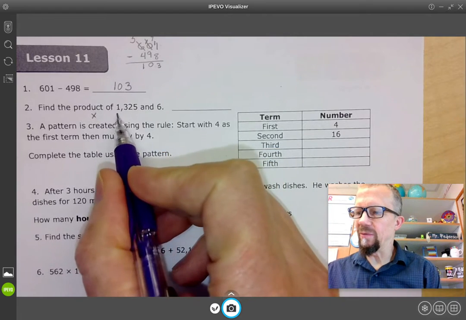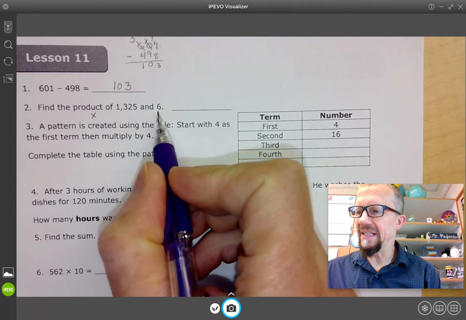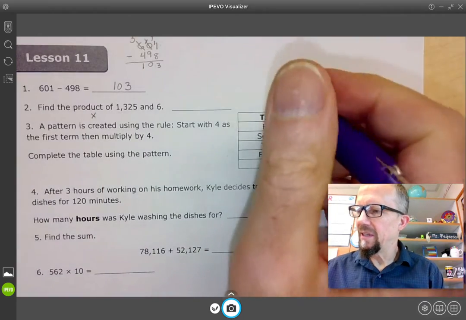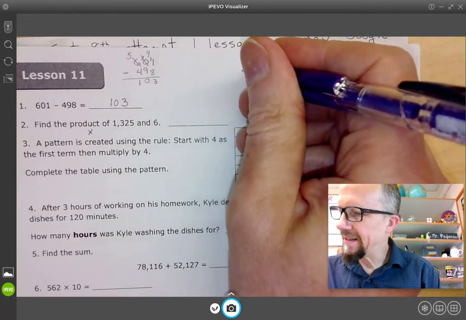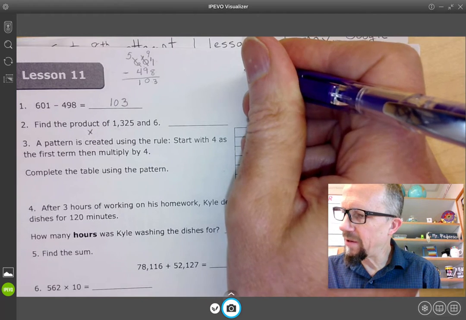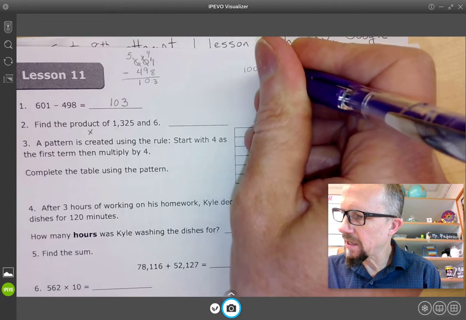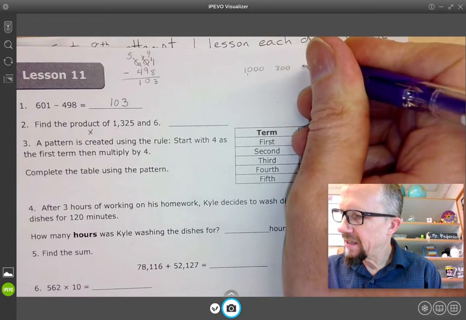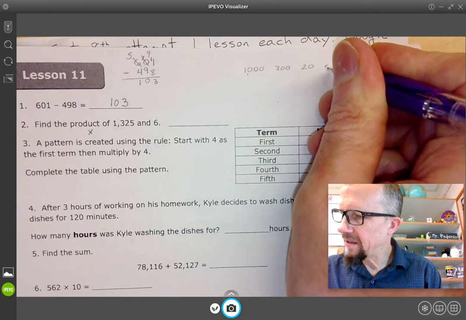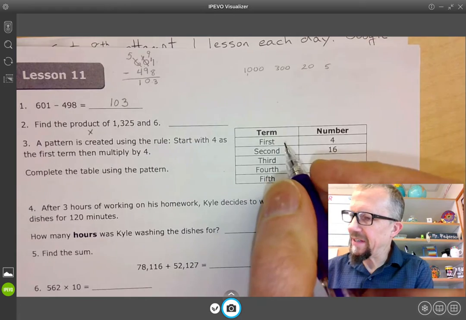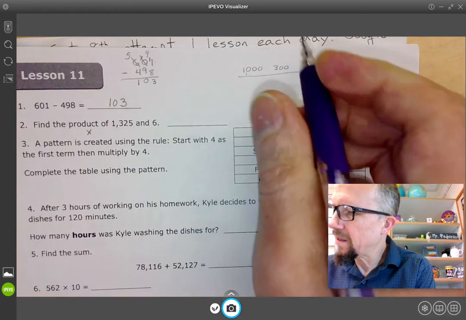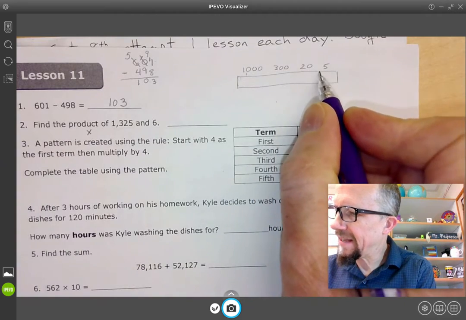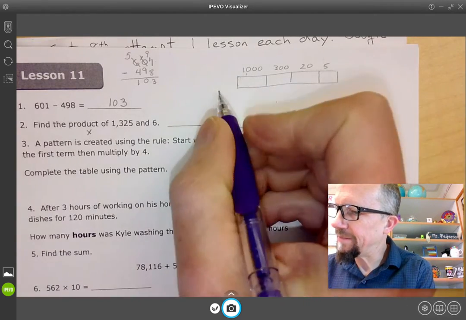The product, when you see product, you should be thinking multiply. So we are multiplying 1,325 times 6. As usual, we could just add 6 of these, but we will practice this new method we have where we break 1,325 into its place value parts. And we'll multiply 6 times each of those parts, and then we'll add them all back together.